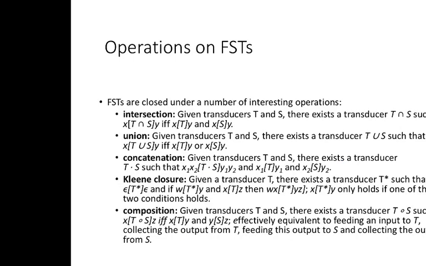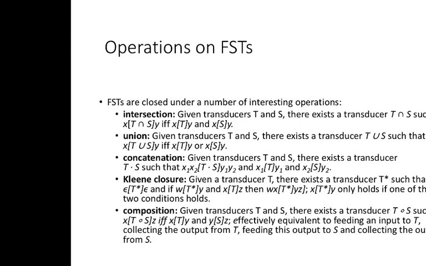So FSTs have neat properties. One of the things is they're closed under a number of neat operations. When I say closed under an operation, what does that mean? If FSTs are closed under an operation, you perform that particular operation with an FST or two FSTs, then you get another FST. Right. So they include intersection, union, concatenation, Kleene closure, and composition.